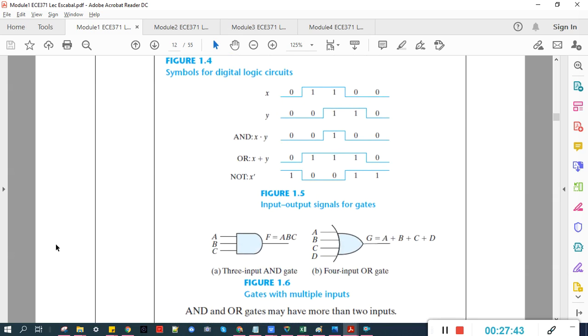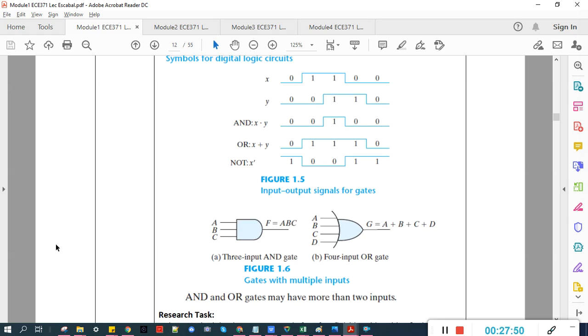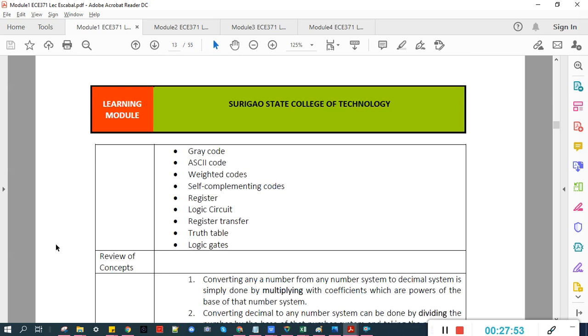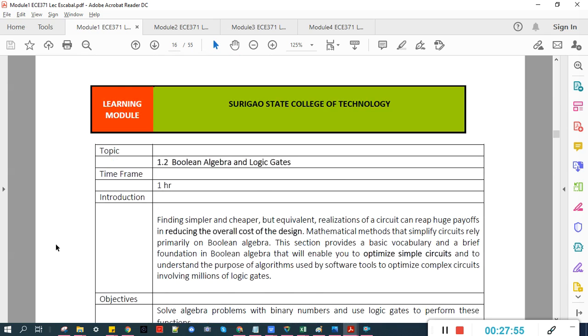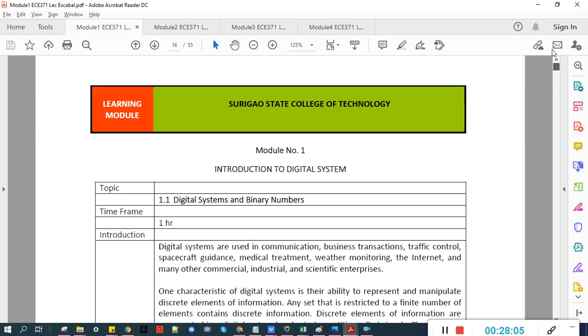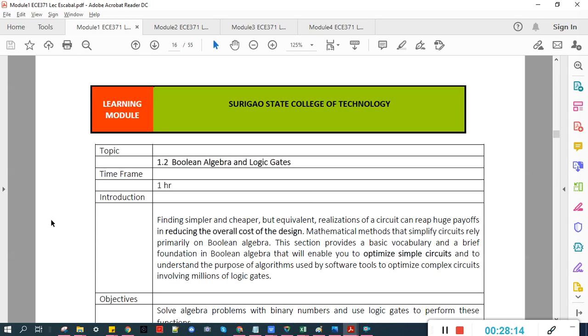So that ends section 1.1. The next topic will be section 1.2, which is about Boolean algebra and logic gates. Section 1.1 is about digital systems and binary numbers. Section 1.2 will be about Boolean algebra and logic gates.